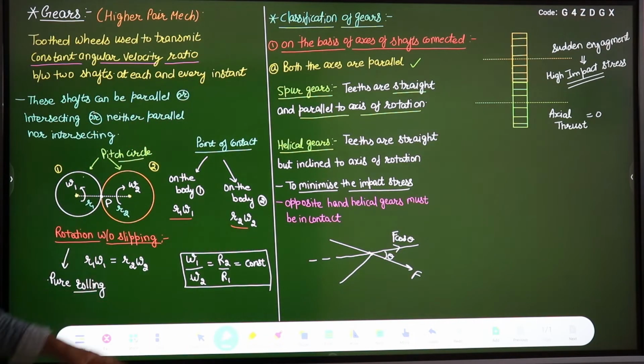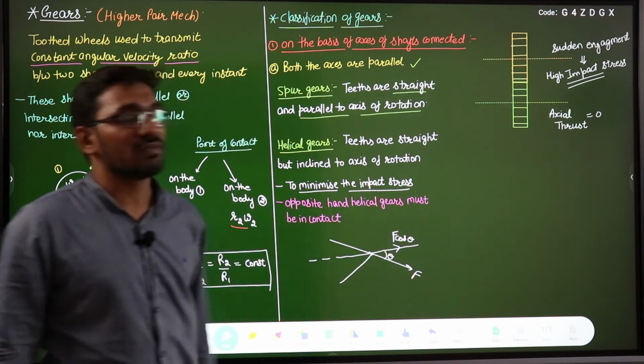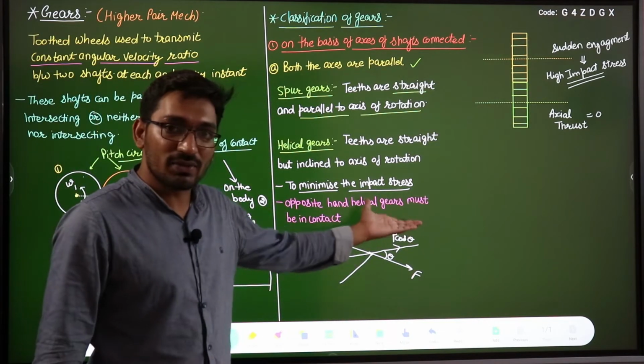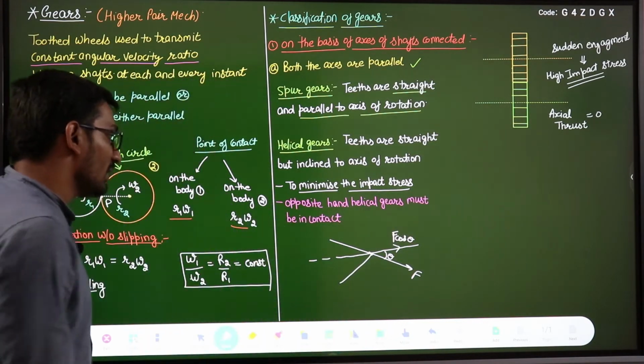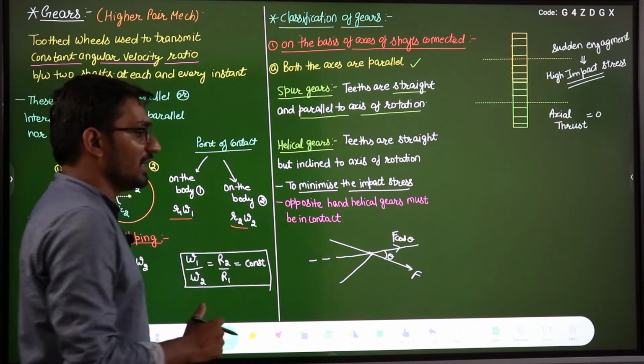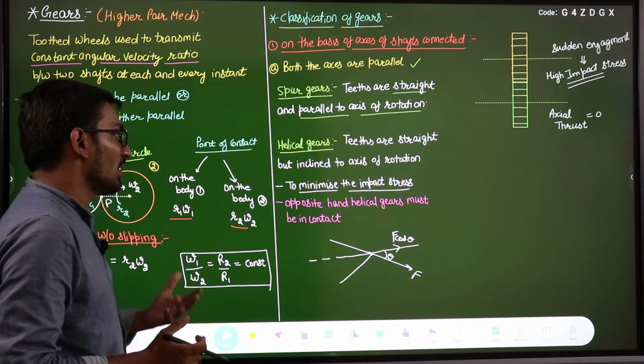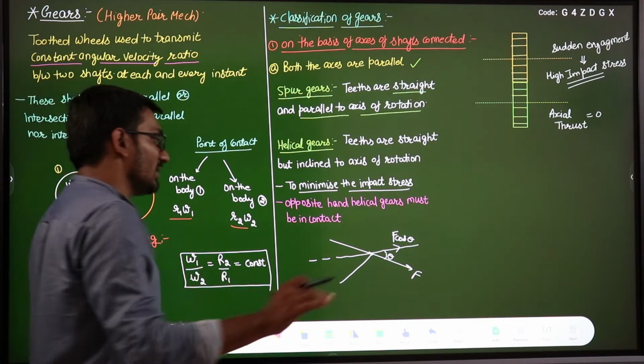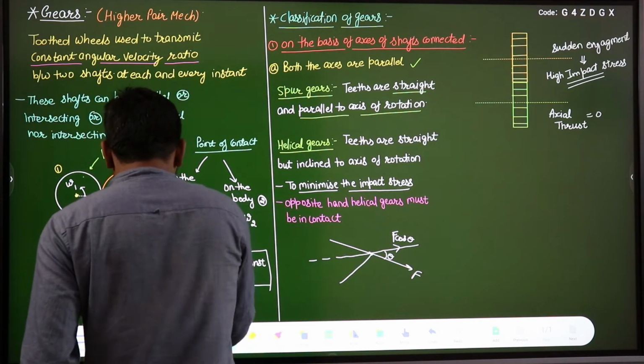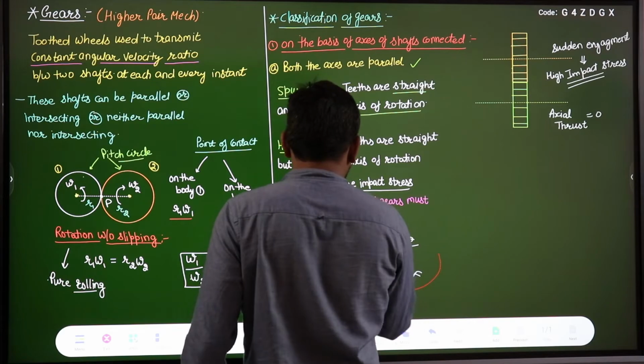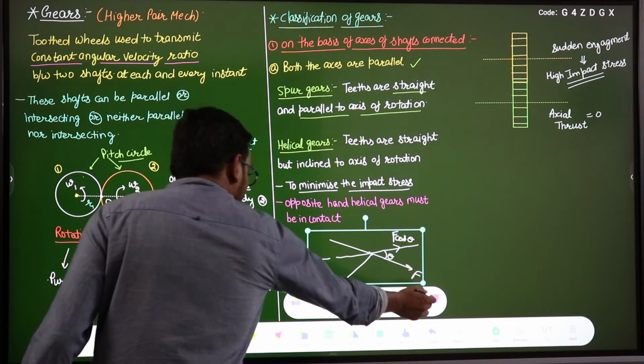So because of the helical gears, this axial thrust will come. This is the axial thrust. F cos theta is the axial thrust, right? So this is the only disadvantage of helical gears, but we have some methods to minimize this axial thrust. We will discuss later on. First of all, let us draw the diagram of the helical gears.